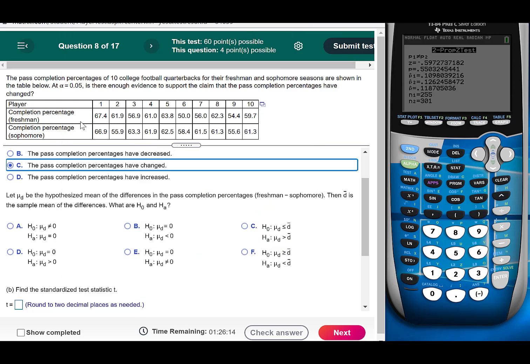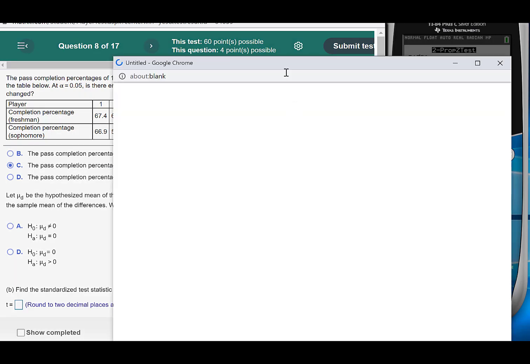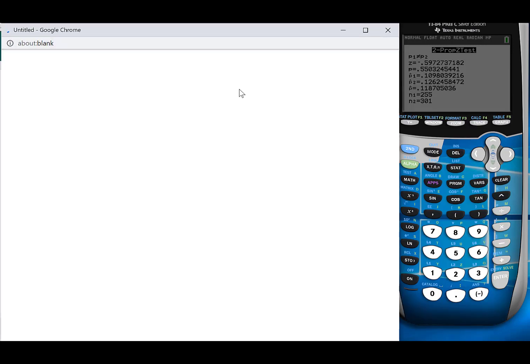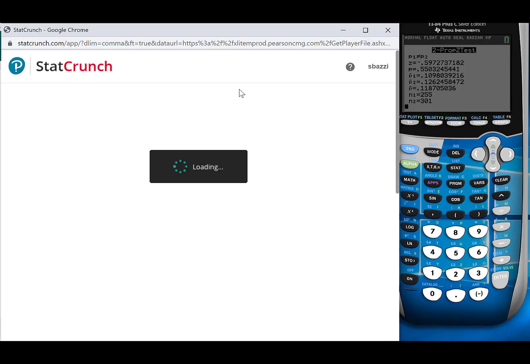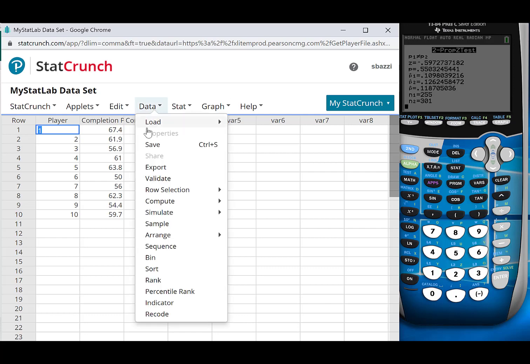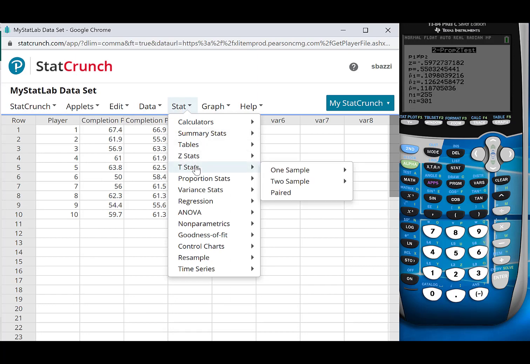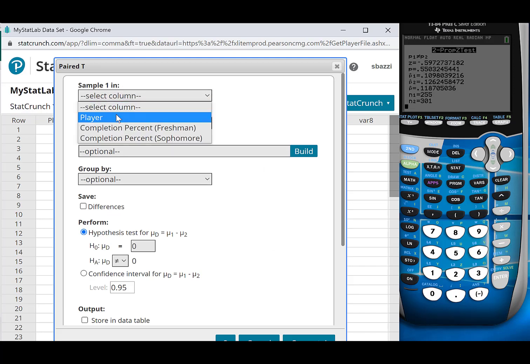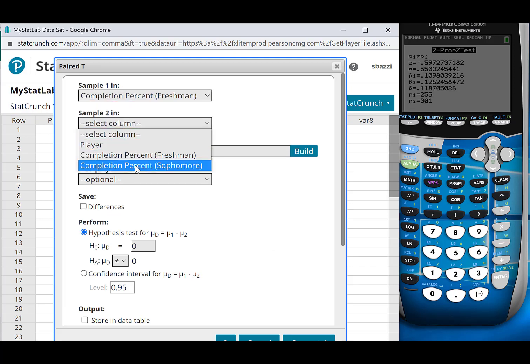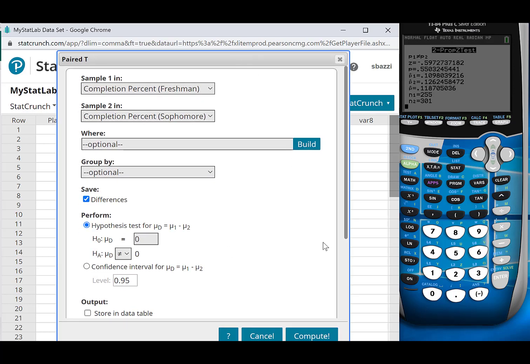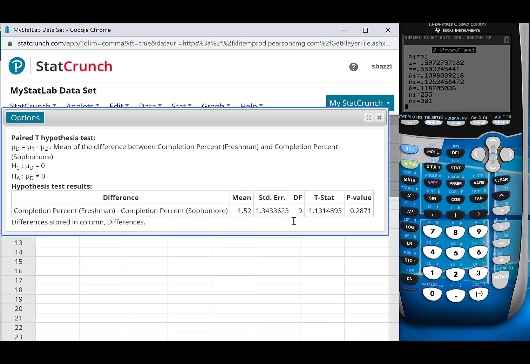And what I'm going to do to save time, I'm just going to do this using Statcrunch. So I'm going to open the data in Statcrunch. Watch. I don't care about the player name. So you go to stat, T-stat, it's a T-test, paired. Select column 1, completion percentage, select column 2, sophomore. I want the difference to save them. This is one way, guys, to get the differences, and compute.